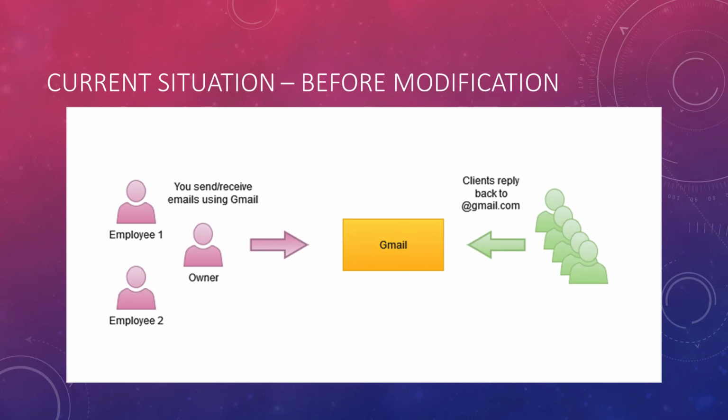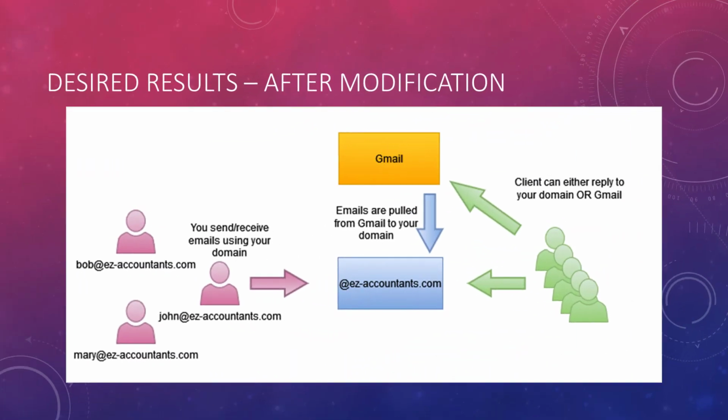Let's analyze a before and after scenario. You log into your Gmail or Yahoo account using a browser to answer emails. If you have multiple users in your company, all of them will have their own Gmail accounts. After conversion, you will have your own private domain. Existing clients can still send messages to your Gmail account, but their replies will go from your domain. Eventually, all of your clients will know your new domain name.